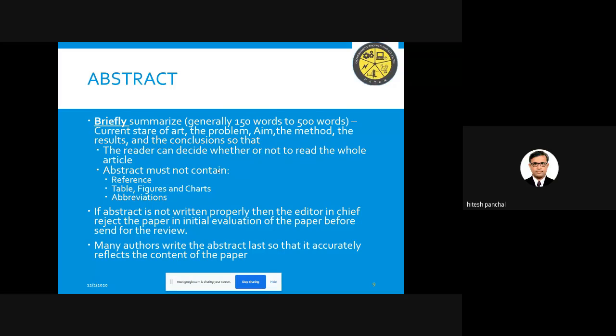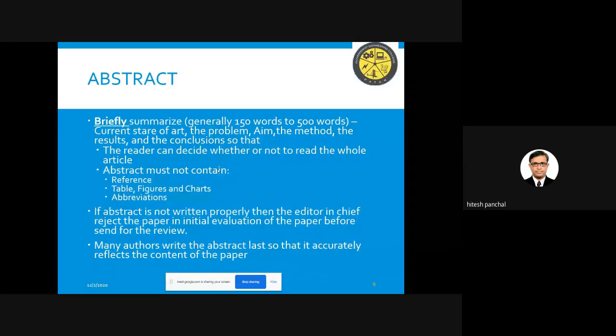Okay, so if you write the abstract properly, the reader can decide whether or not to read the whole article. It is but obvious. An abstract must not contain references, tables, figures, charts, and abbreviations. That is why the abstract is very important.